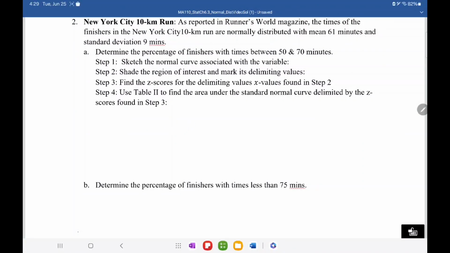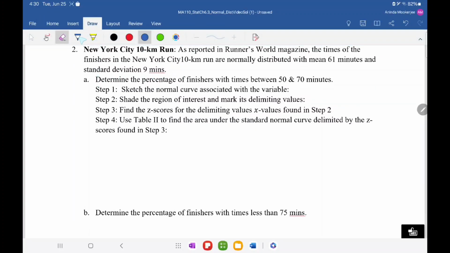The next problem on the worksheet for normal distribution is an application-based problem. It's about the New York City 10-kilometer run. As reported in Runner's World magazine, the times of the finishers in the New York City 10-kilometer run are normally distributed with mean 61 minutes and standard deviation 9 minutes. So the mean finishing time of runners in the New York City 10K run is 61 minutes and the standard deviation is 9 minutes.